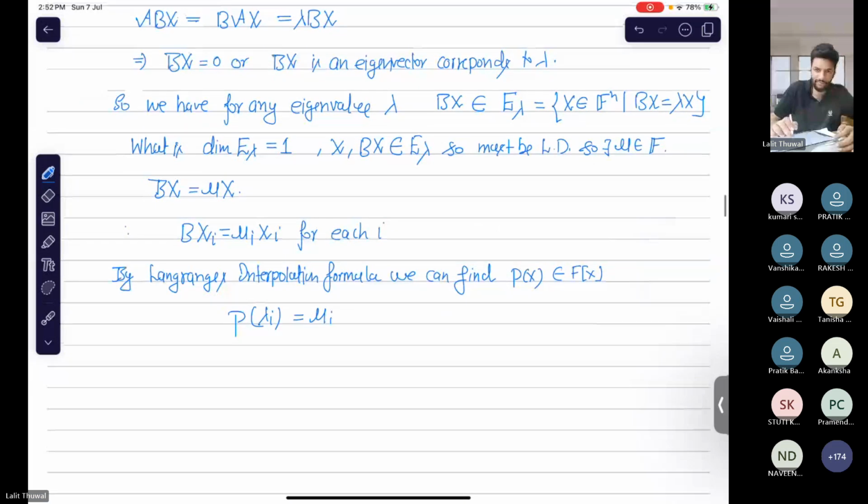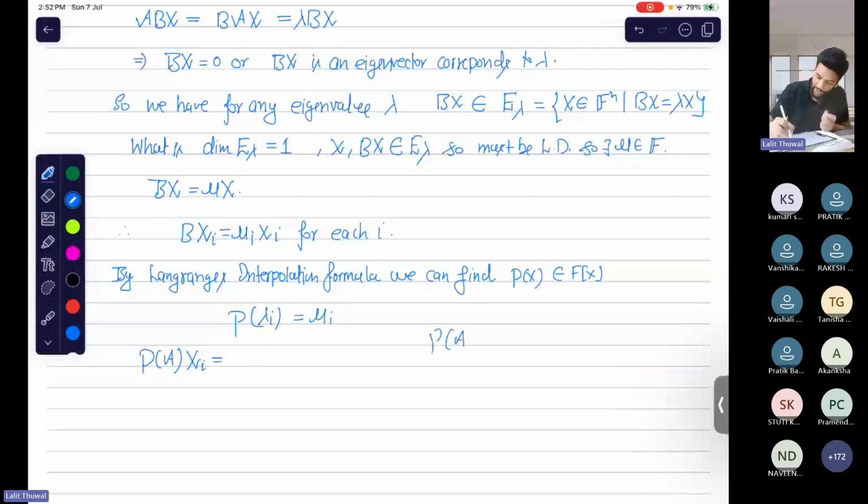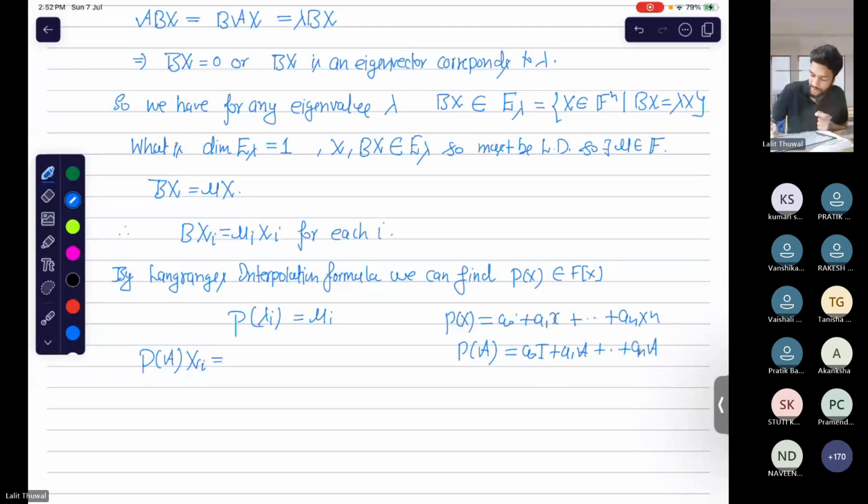Now P(A)x_i is equal to mu_i x_i. P(x) is a polynomial in the field. So P(A) is a matrix. Suppose P(x) is a0 plus a1 x plus dot dot dot plus an x to the power n. Then P(A) is this matrix: a0 I plus a1 A plus dot dot dot. You have put A in place of x. This is a matrix, right?